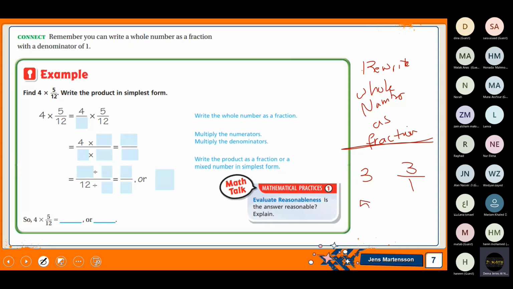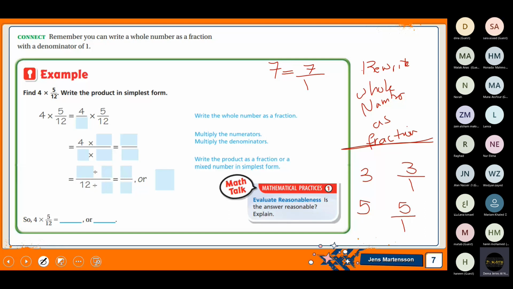5 is a whole number. How do you make it a fraction? You put it as 5 over what? 5/1. If you have 7 as a whole number, how do you make it a fraction? 7/1. Thank you so much.